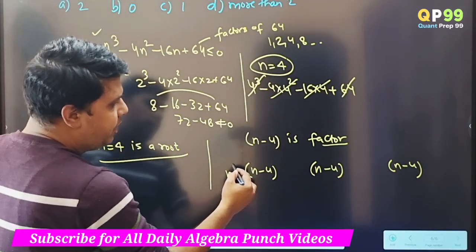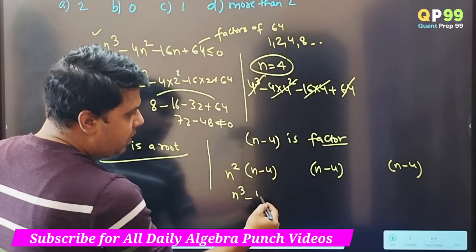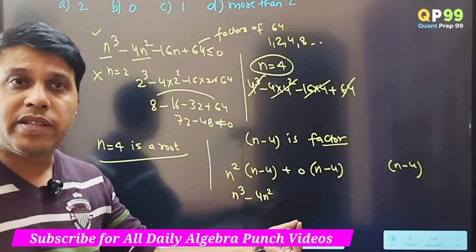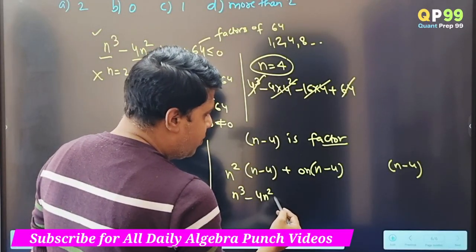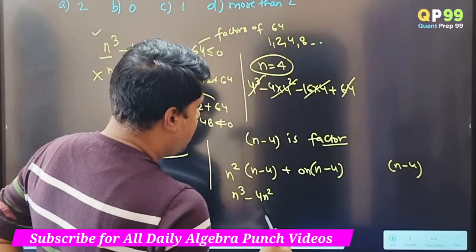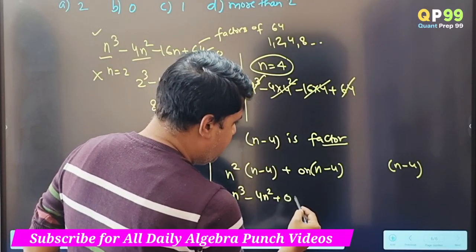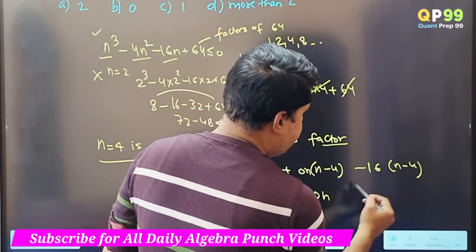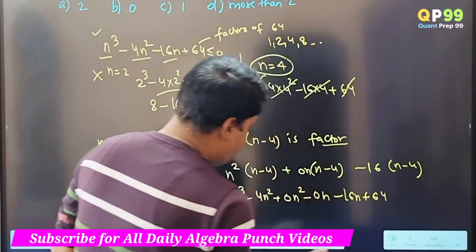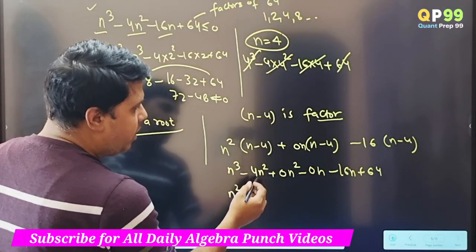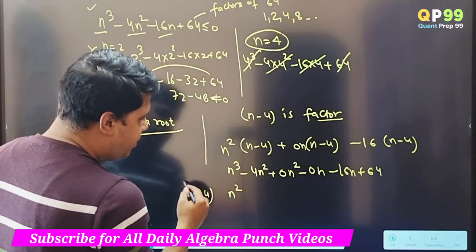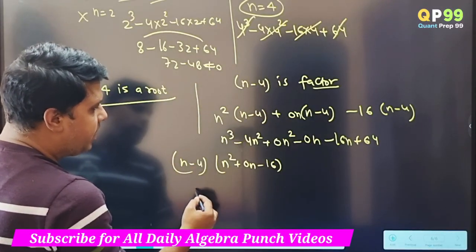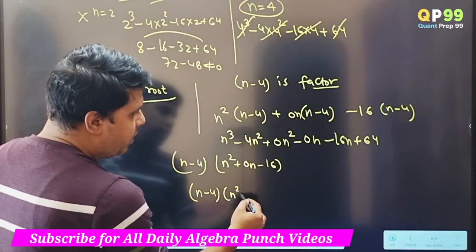We have n cube, so just multiply the first term by n square: n cube minus 4n square, right? We have 4n square, so this will be 0 because we don't need any further 4n, right? 0 times n, that is 0 n square minus 0n. Now I want 16n, so this has to be minus 16n, so minus 16n plus 64, right? So taking n minus 4 common, n square plus 0n minus 16, right? So this is n minus 4 into n square minus 16, right?